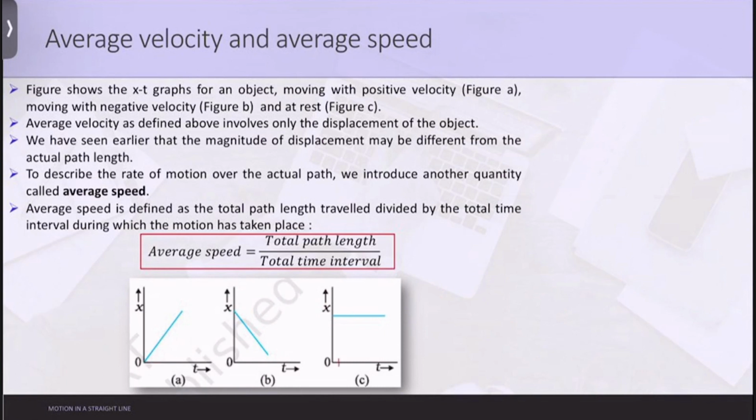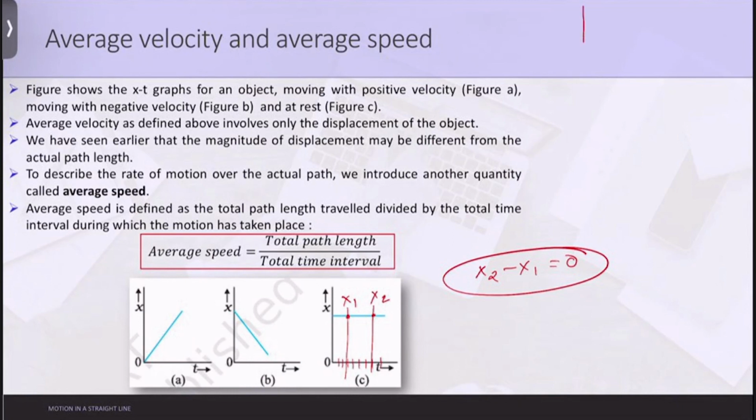As you can see, for each of these time periods, let us take any time, let us take this time. You can see the value of x is constant. So x2 and x1 will be the same. If x2 and x1 are the same, then x2 minus x1 will be 0. If it is 0, then the slope is 0, or the average velocity is 0. Average velocity is nothing but the slope of the position time graph. This is called a position time graph.